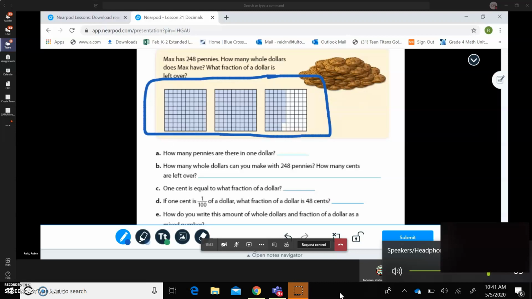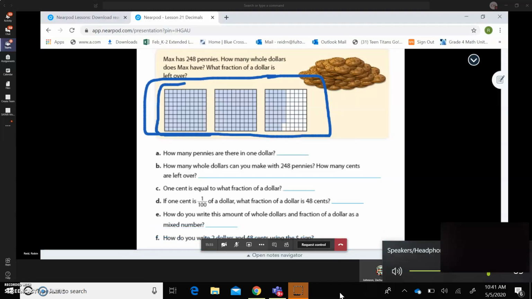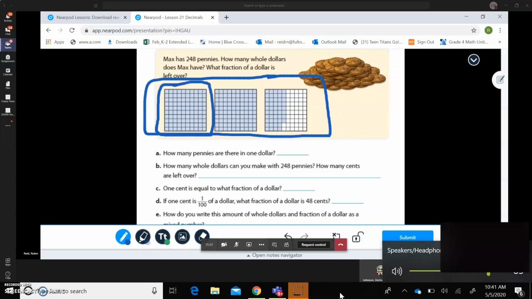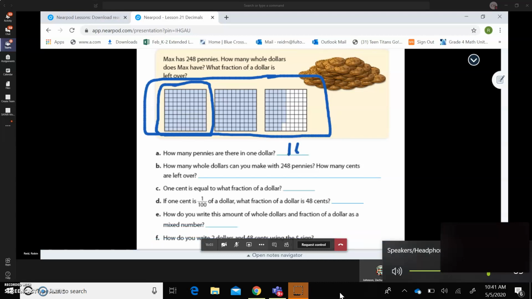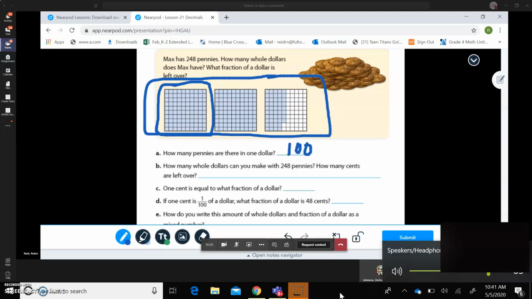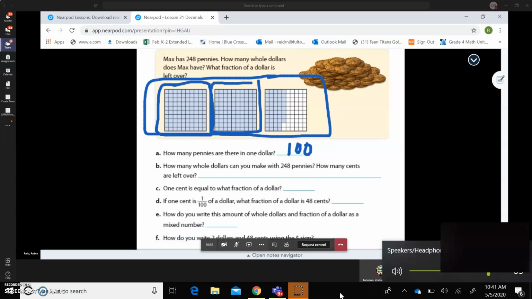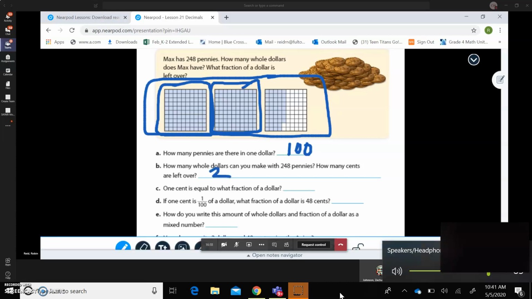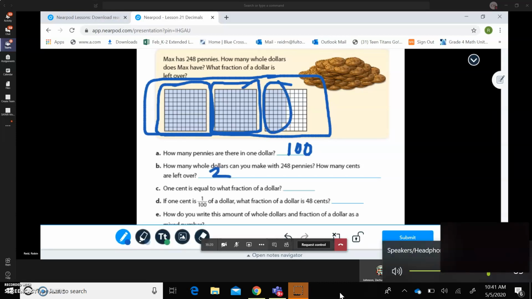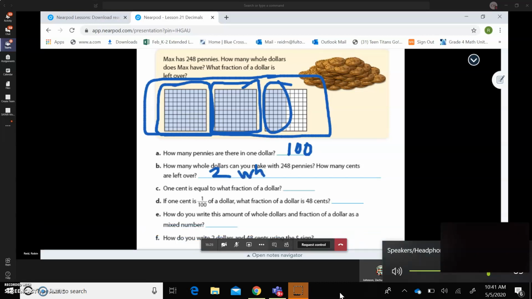And you can look at this model right here. You can see this represents one whole, which is 100 parts. So it takes 100 pennies. There's 100 pennies in $1. How many whole dollars can you make with 248 pennies? How many cents are left over? So as you see right here, they have one whole, two whole parts. So there's two wholes. And here we have 48 shaded in. So two whole dollars and 48 cents.